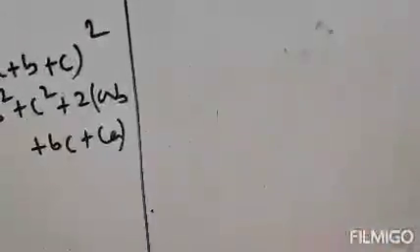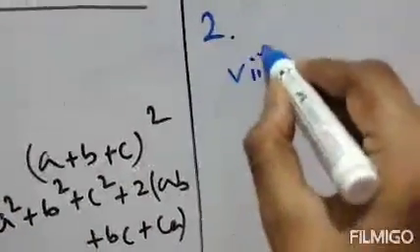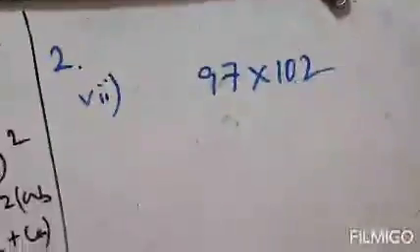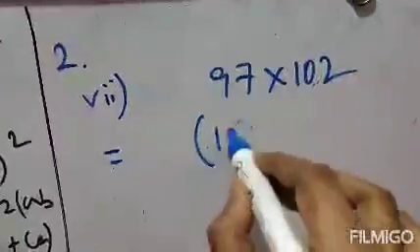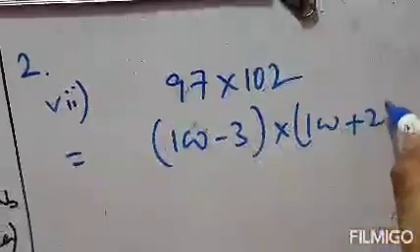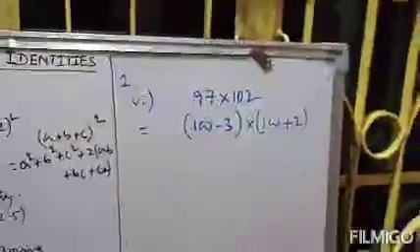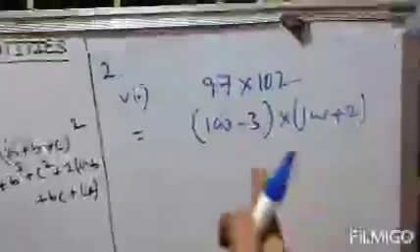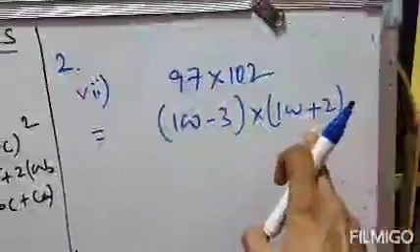Clear? Now next question is 97 into 102. That is question number 7. 97 into 102. This is very easy. Now if you take 100, that means it is 100 minus 3 and it is 100 plus 2. 100 minus 3 is 97 and 100 plus 2 is 102. Clear? So the first sign is minus and the second sign is plus.